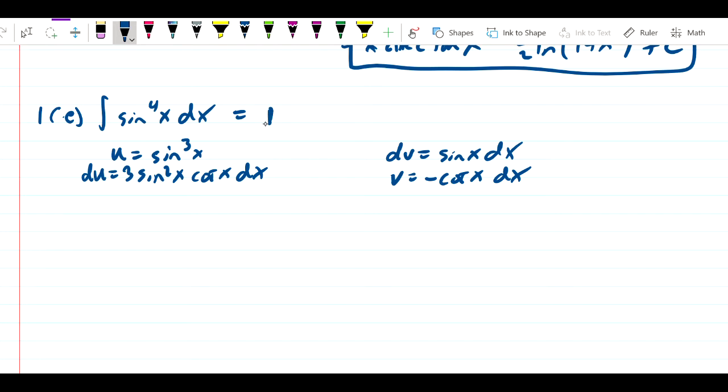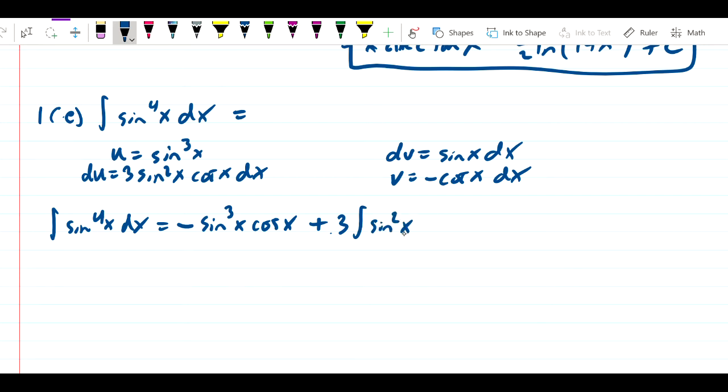So let's actually let that be. Actually, I don't want to do that. So let's see. The integral of sine to the fourth x dx is equal to, it's going to be negative sine cubed x cosine x, that's the uv part, and then since we have a minus in the v and positive du, we're going to add, so that's going to be 3 integral of sine squared x cosine x times cosine x, which is cosine squared x, and we do have a dx there.